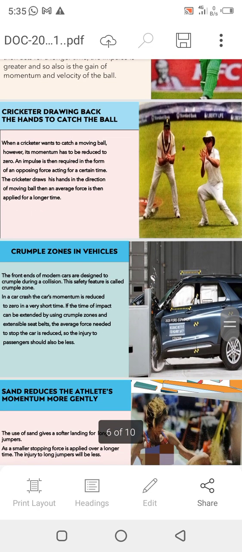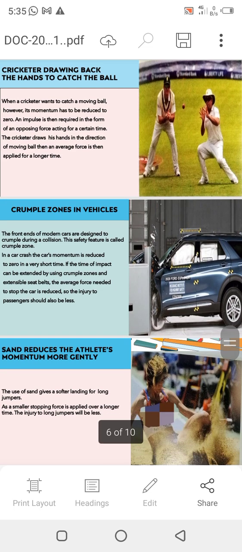And the third example: crumple zones in vehicles. The front ends of modern cars are designed to crumple during collisions. Crumple means it bulges inside, folds inside. This safety feature is called a crumple zone. In a car crash, the car's momentum is reduced to zero in a very short time. If the time of impact can be extended by using crumple zones and extensible seat belts, the average force needed to stop the car is reduced. So the injury to the passenger should also be reduced.